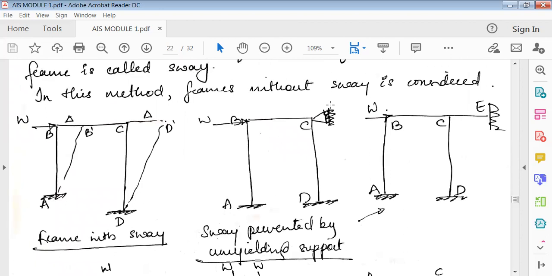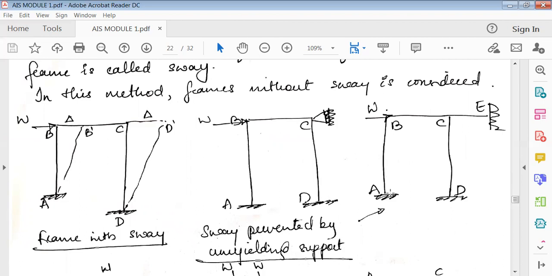Now, just by seeing the frame, you can make out. A and D are connected, and at B, if you apply load, obviously it moves to the right side. But at C, there is a roller support. Because of this roller support, if you apply load here, it tries to push it back to its original position. That's why this is called unyielding, that is, sway is prevented. Lateral movement is prevented, stopped.